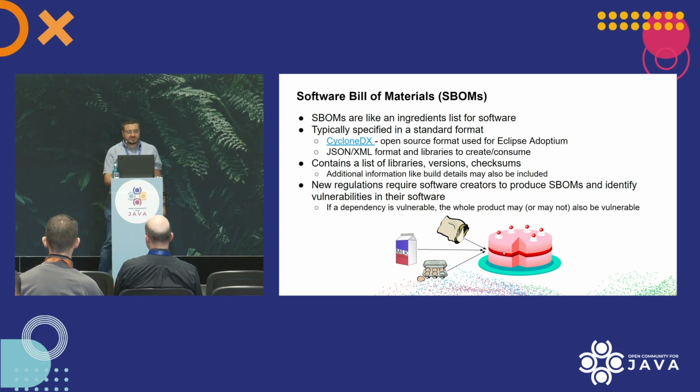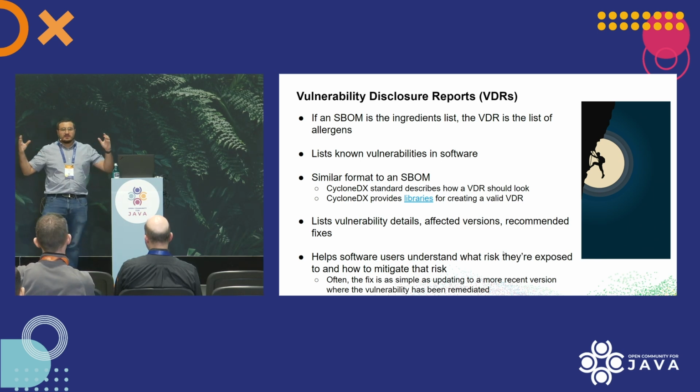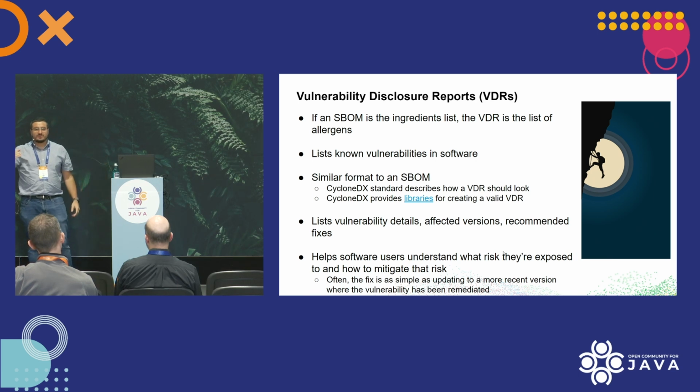And new regulations require that the producers of software effectively generate SBOMs and identify vulnerabilities in their software. So the vulnerability disclosure report builds on top of that SBOM concept. Matter of fact, in the CycloneDX standard, a VDR is a subclass of SBOM, right? So it has to pass all the SBOM validations and more. And what it contains, it's basically, if that SBOM was your ingredients list, the VDR is the list of allergens, right?